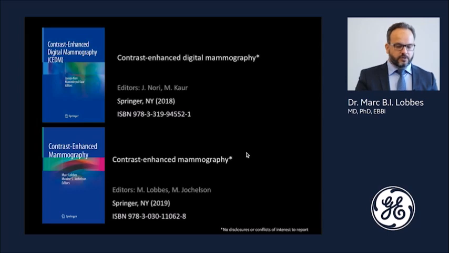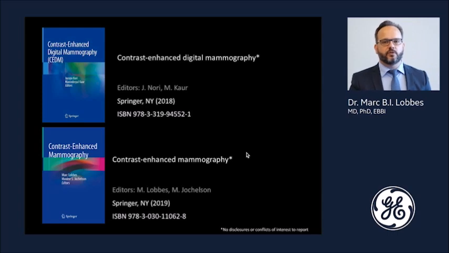Now, to close off, I want to put your attention on two publications on which I myself have cooperated. I was lucky to edit one of those books together with Maxine Jochelson from the New York Memorial Sloan Kettering Cancer Center. I have no financial disclosures to report. But I think both books are very interesting to read, especially if you want to get familiar with contrast-enhanced mammography. All the most important scientific publications regarding this topic up till now are summarized in that. There are extensive reference lists which you can look up if you want to go into more detail.